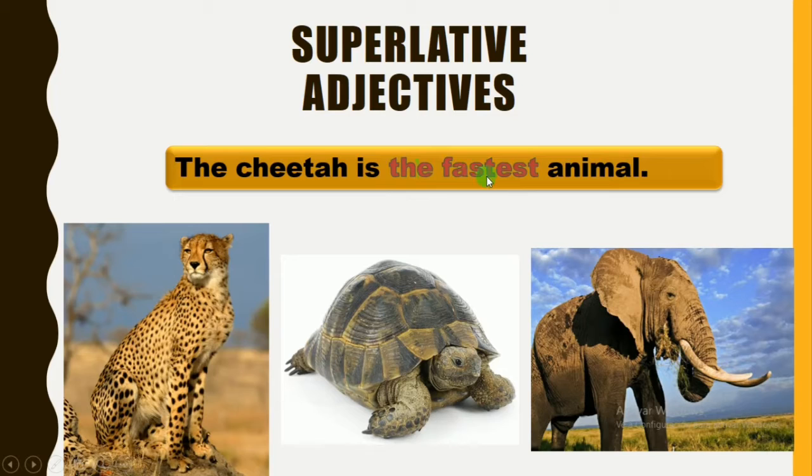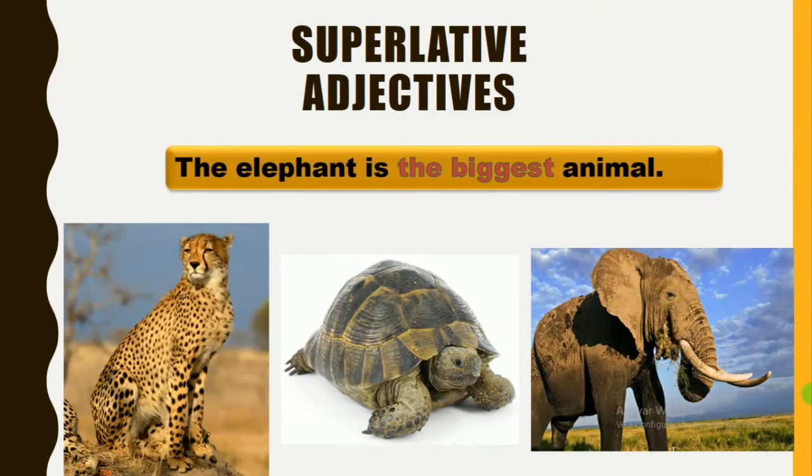So is the fastest. So observe what happened to the adjective. We add the word the, and at the end of the adjective we add the ending est to say the fastest. Okay, the fastest animal. Now let's see more examples with the other animals.